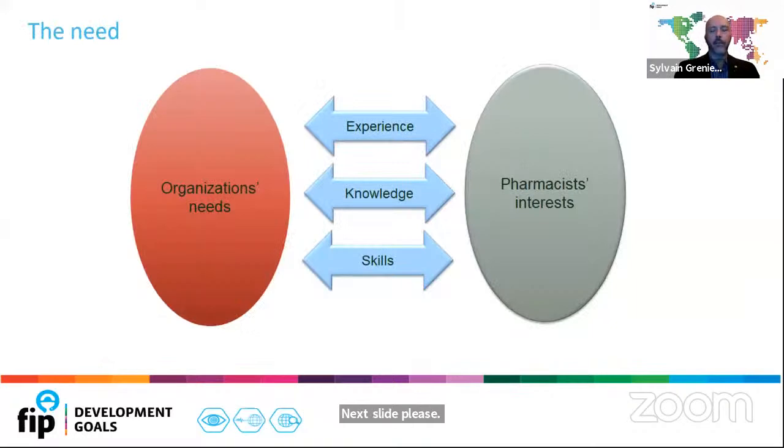So where did the need come from? I've been involved with the FIP for about 20 years now. Most of it was with the military and emergency pharmacy section. I've been with the EXCO or in various positions with the MEPS for probably at least a decade, maybe more. And when I've been involved with the FIP, because I used to wear my uniform at the conferences, I often went to the YPG meetings.